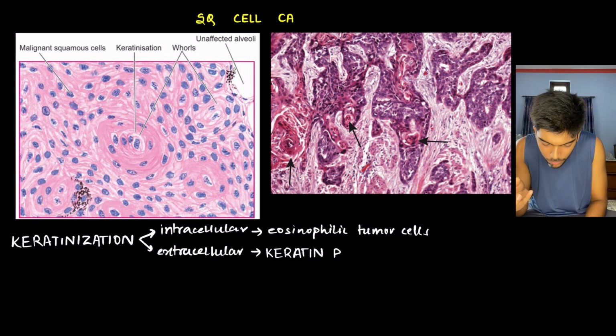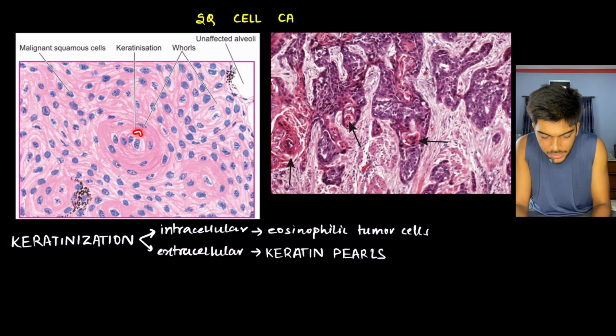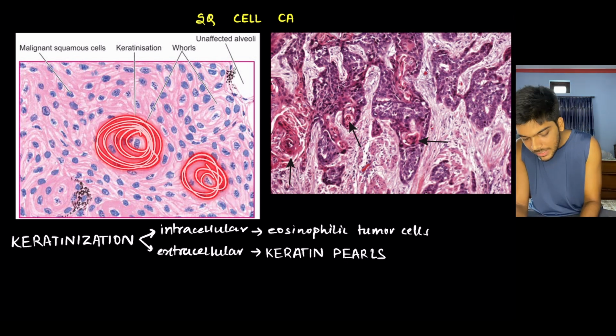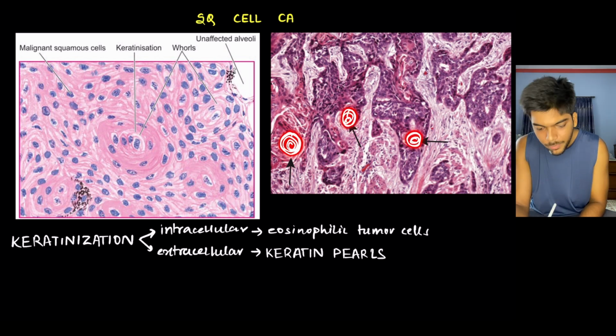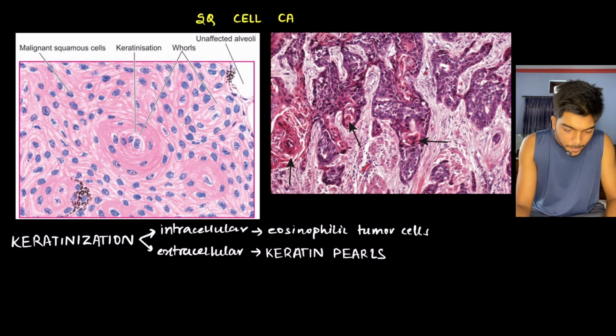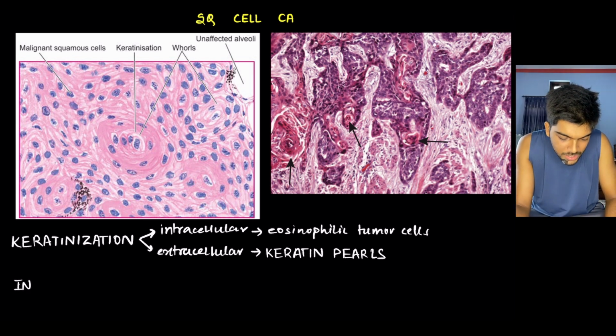Keratin balls. See here, there is whirling of the tumor cells leading to formation of keratin balls. See here, whirling of the eosinophilic tumor cells leading to formation of keratin balls. Second, there is also presence of intercellular bridges.